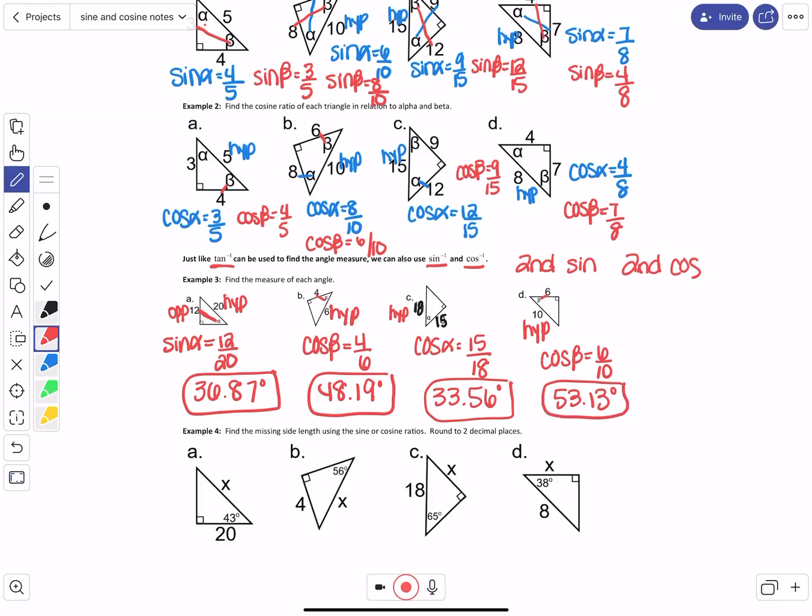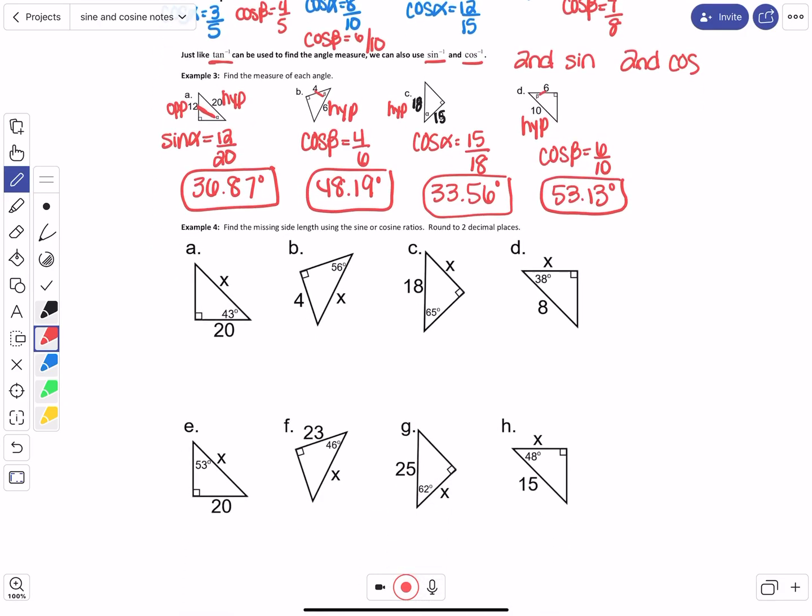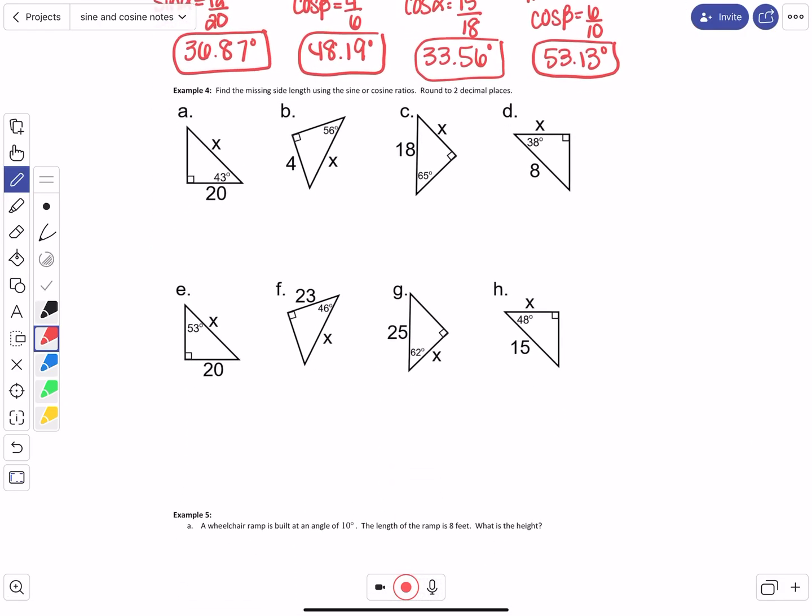Okay. So now let's look for sides of a triangle. Very similar to what we did with tangent. The only difference is we're deciding between sine and cosine. That is the only difference. So this is our hypotenuse. Once again, we decide, is this adjacent or is it opposite? And it is adjacent. So we're using cosine 43. Adjacent is 20. And the hypotenuse is x. That's what we don't know.